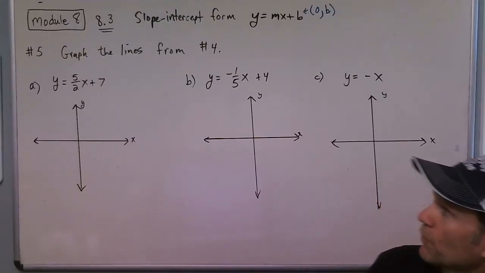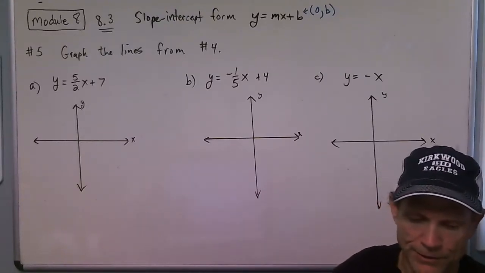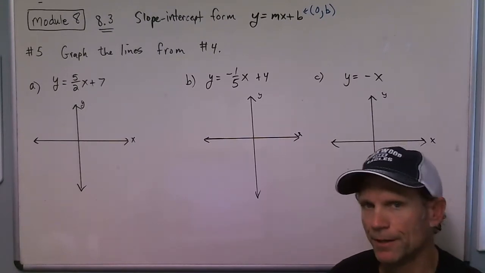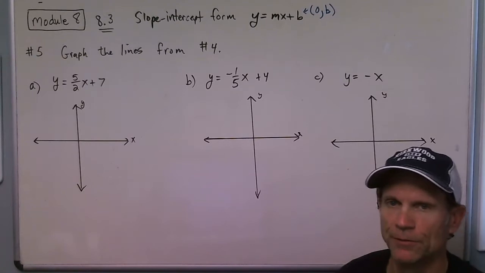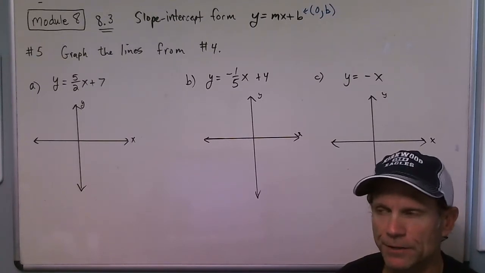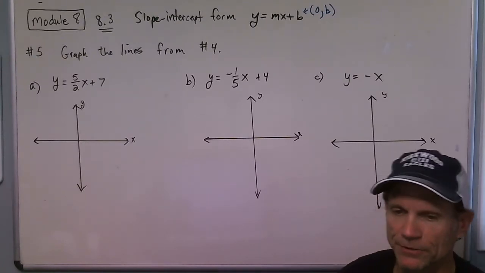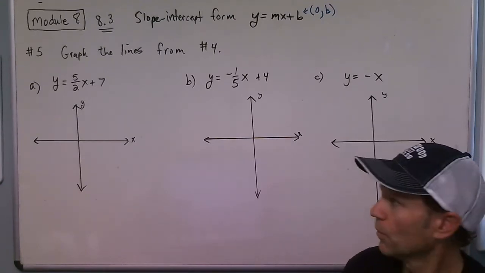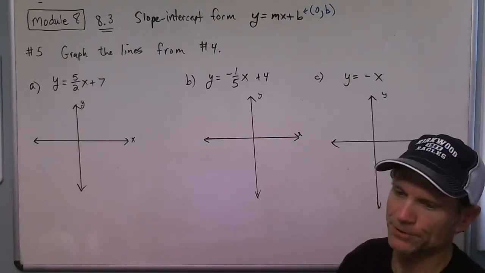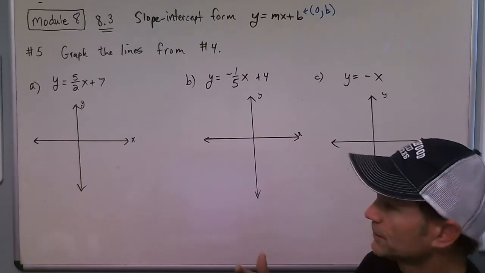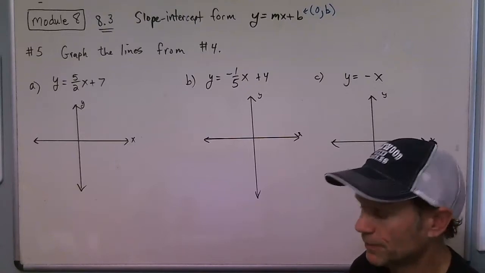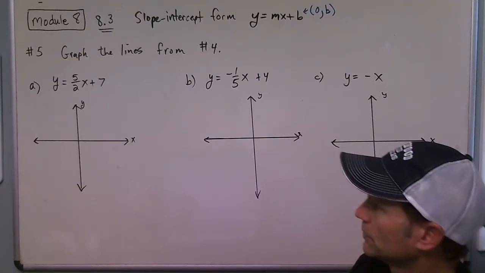In problem number 4, we converted lines that were in standard form to slope-intercept form. And then in problem number 5 here, we're going to graph the equations of the lines on a Cartesian coordinate system. So what we can do to graph once we have slope-intercept form is pretty simple. But again, you have to practice these things so they become second nature to you.